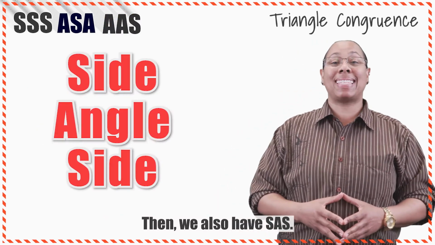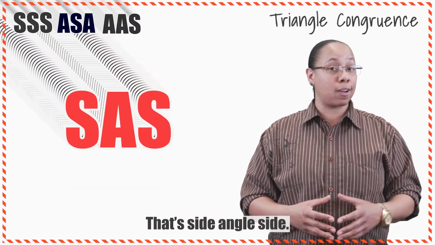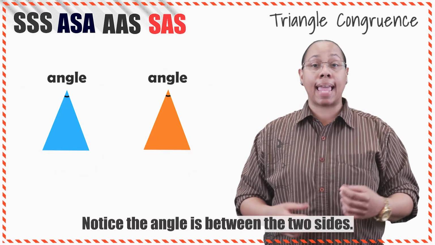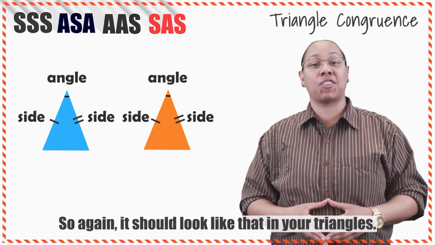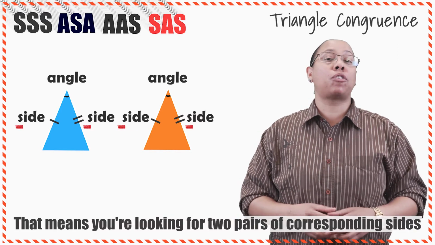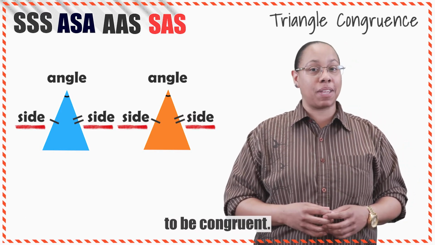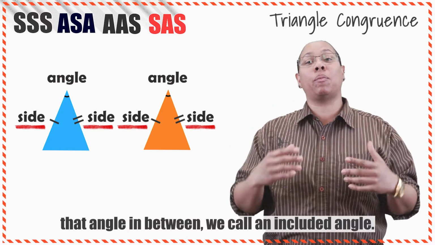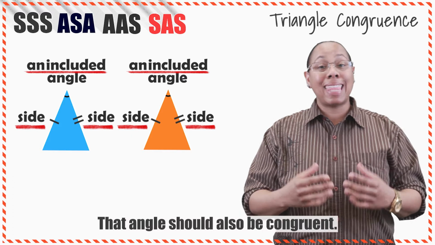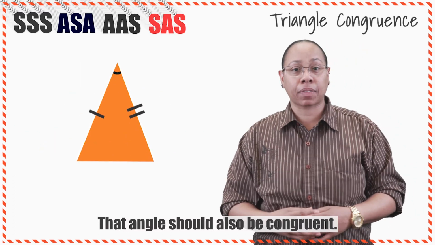Then we also have SAS. So that's side angle side. Notice there the angle is between the 2 sides. So again, it should look like that in your triangles. So that means you're looking for 2 pairs of corresponding sides to be congruent, and then where those 2 sides meet, that angle in between them, we call it an included angle, that angle should also be congruent.